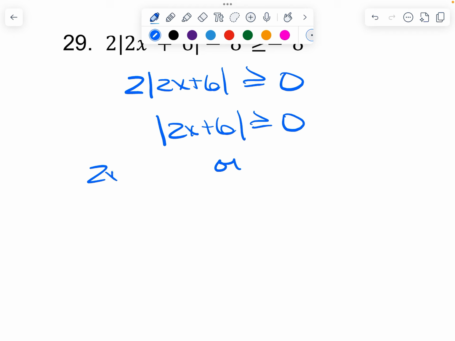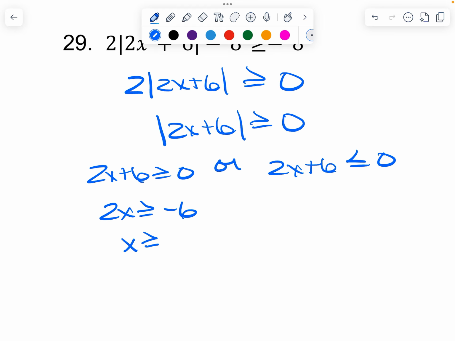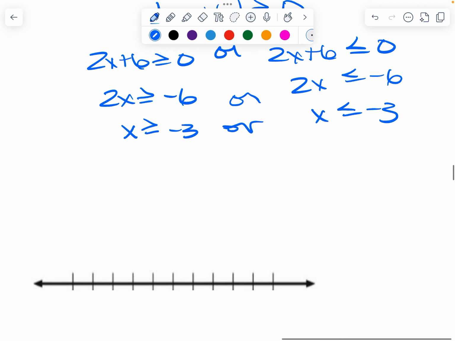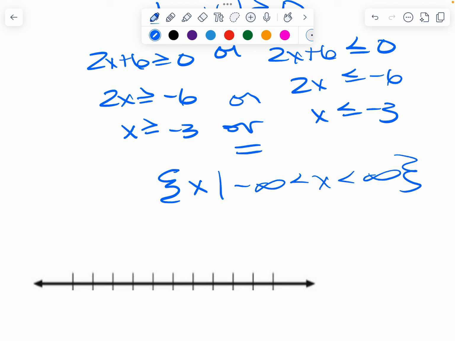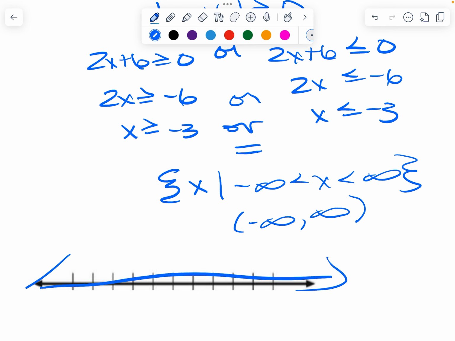Greater, so 2x plus 6 is greater than or equal to 0. 2x plus 6 is less than or equal to 0. So 2x is greater than or equal to -6. X is greater than or equal to -3, or 2x is less than or equal to -6, and x is less than or equal to -3. This is an or statement, so it's actually all real numbers. So -infinity to positive infinity. So that's everything on here.